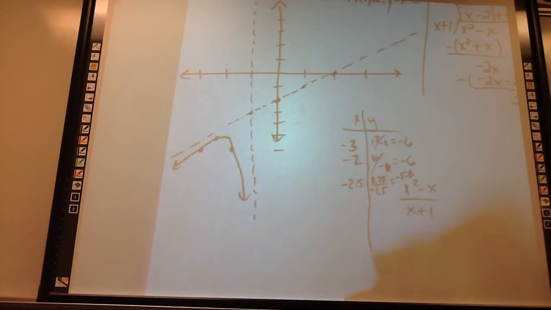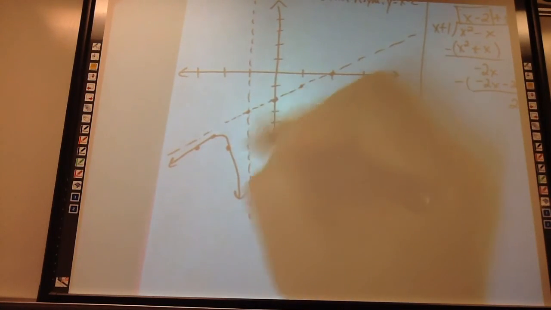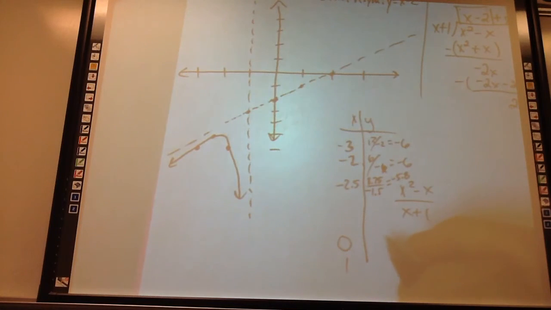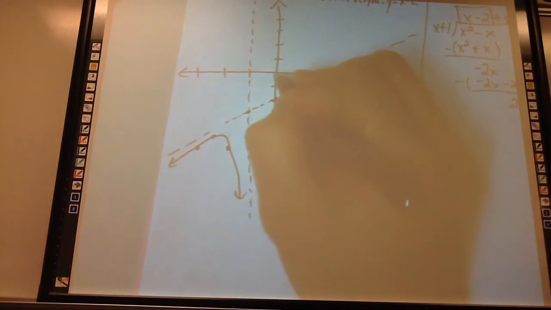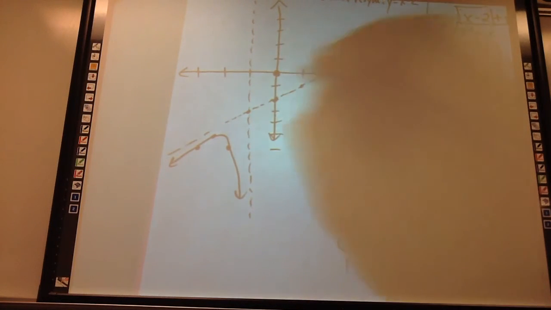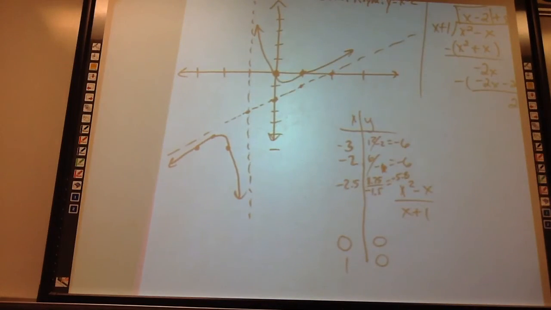We'll just go 0 and 1, because it's going to look the same as this. 0 is 0. 0 is 0, x squared minus x. 1 squared minus 1 is 0. Yeah, 1 is 0. Just as I suspected. Then you should just go up a little bit, like 0.2. Something like that. Good enough.